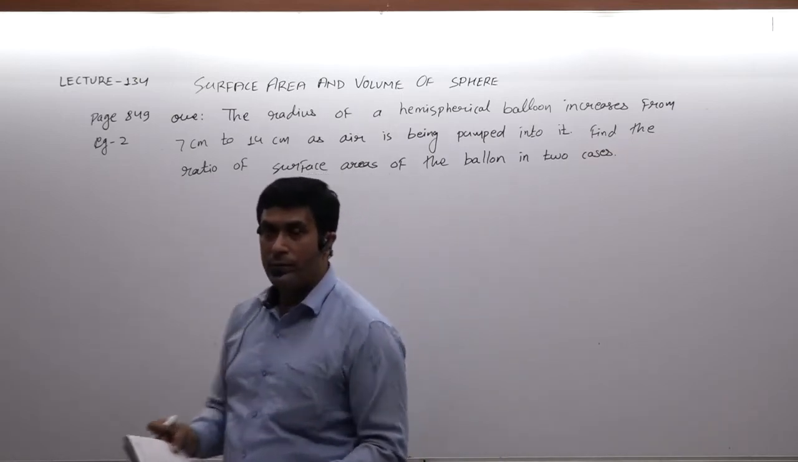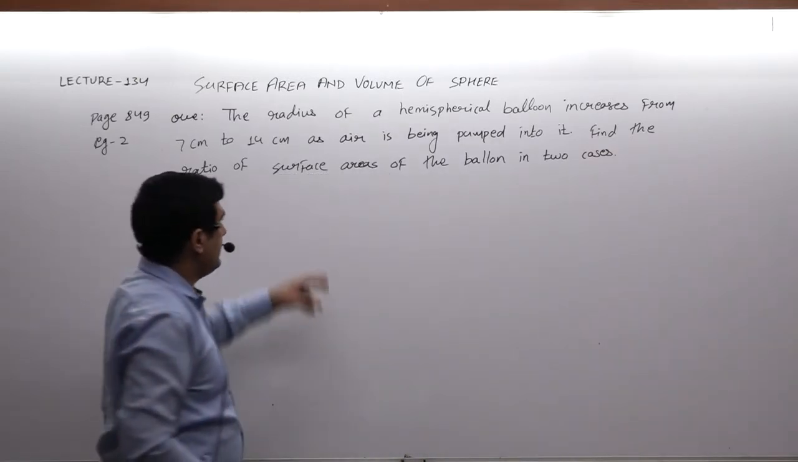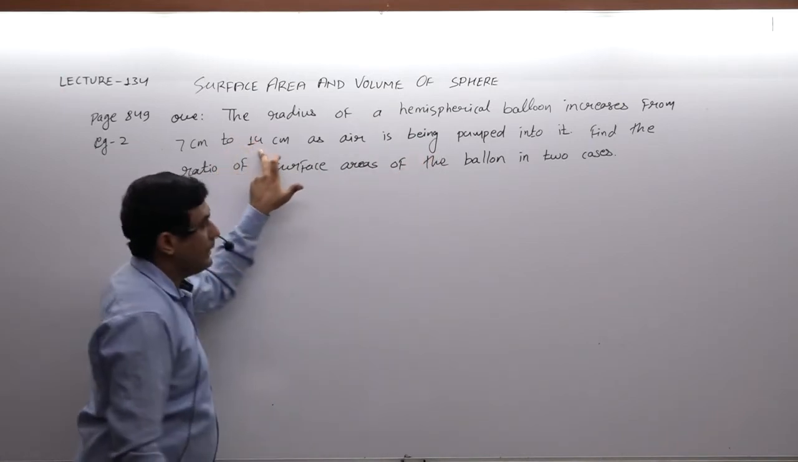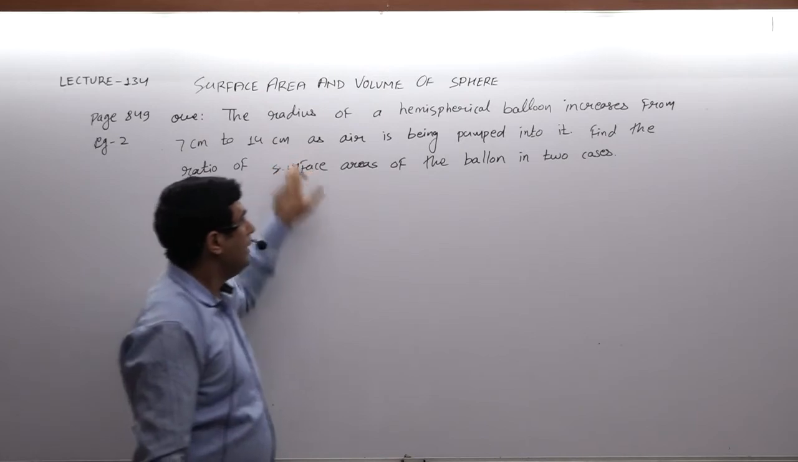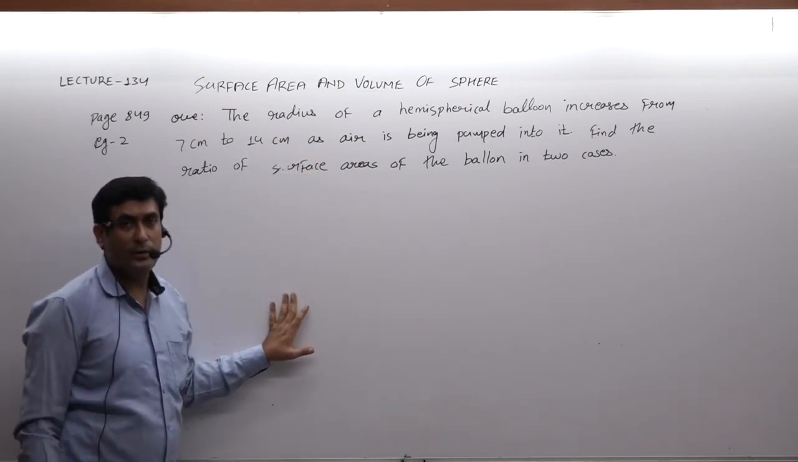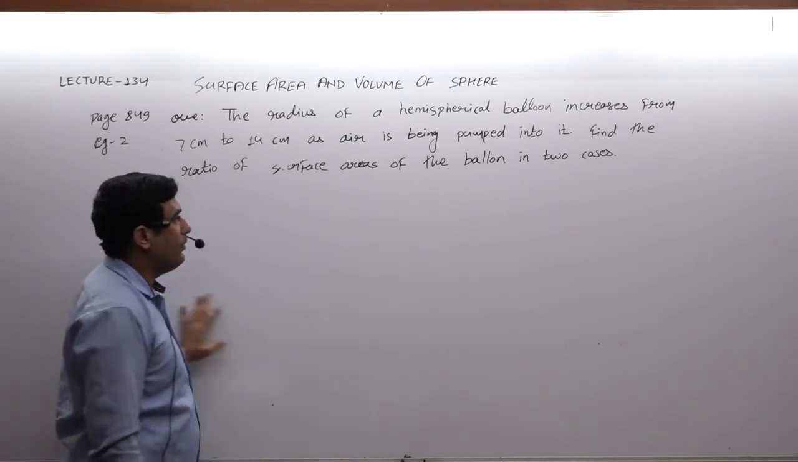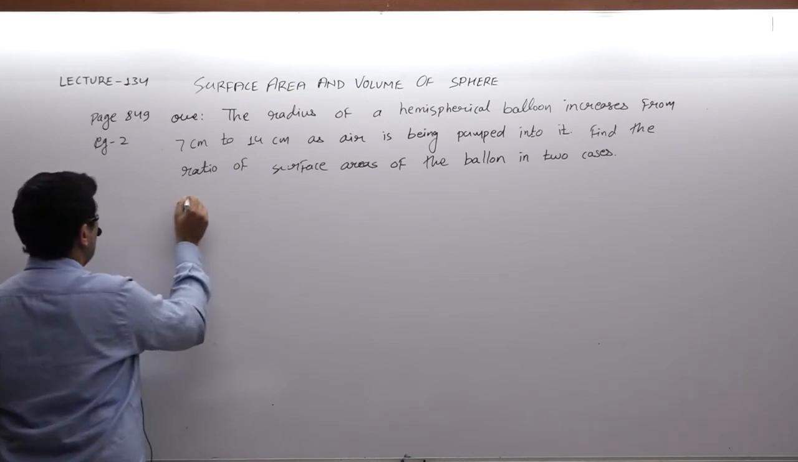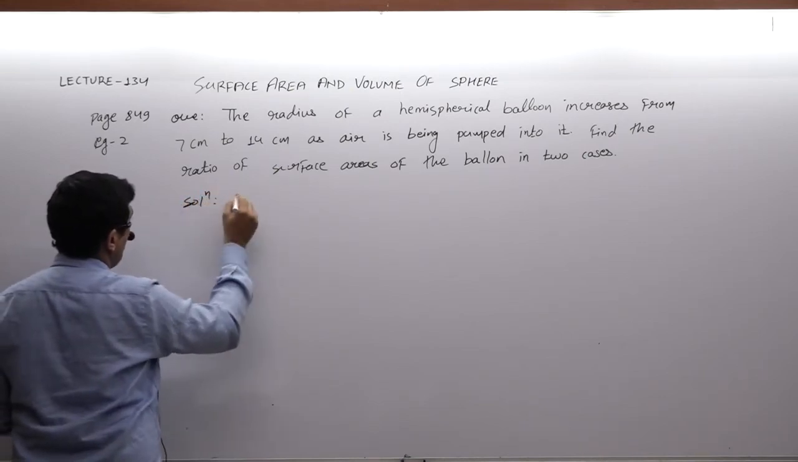Okay, so there are two different conditions. Initially the radius is 7, and as the air is being pumped, it becomes 14. So definitely the surface area will be different in these two cases, and you have to find the ratio of these surface areas in these two cases. So let us see how to solve.